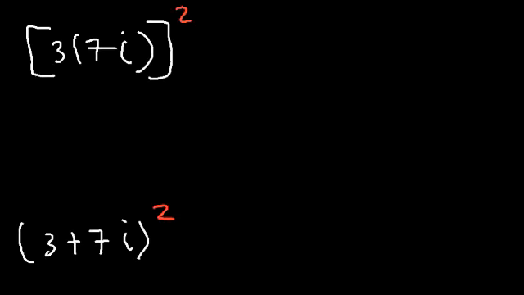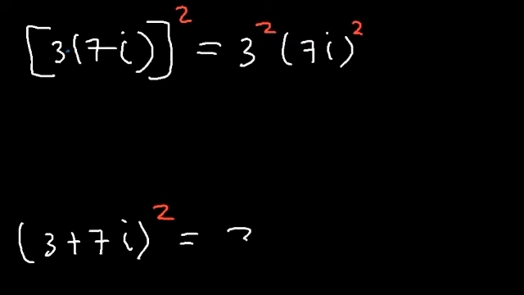For the one on top, notice that the 3 is multiplied by the 7i. So therefore, this is equivalent to 3 squared times 7i squared. You can distribute the exponent. Below, you can't do that. You can't say this is 3 squared plus 7i squared. It doesn't work that way.